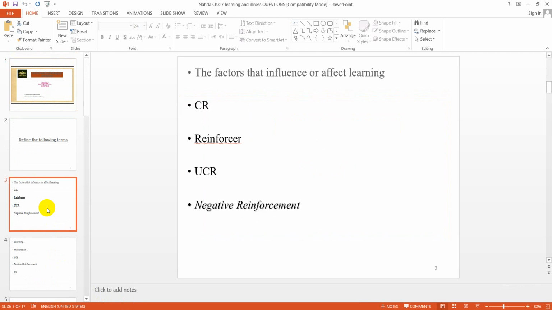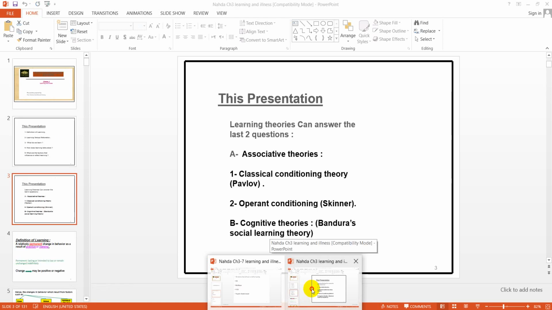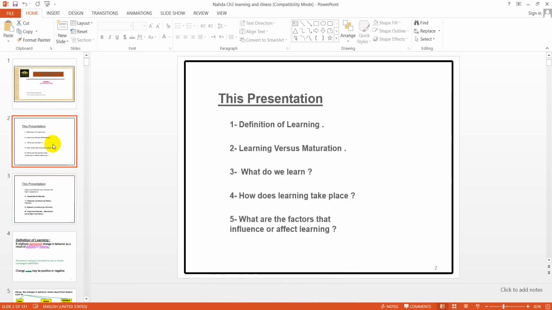The first question, definition. What about or define the factors that influence or affect learning? Please go and check this slide and you will find the answer.